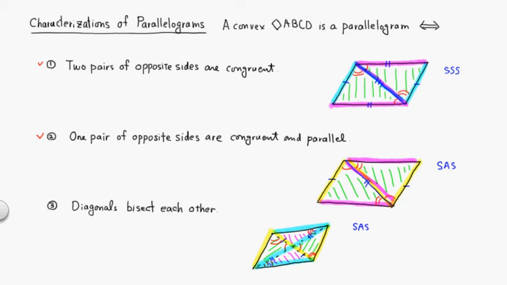So the fact that their diagonals bisect each other establishes that it is a parallelogram. All right, that's it. I hope that this was clear.